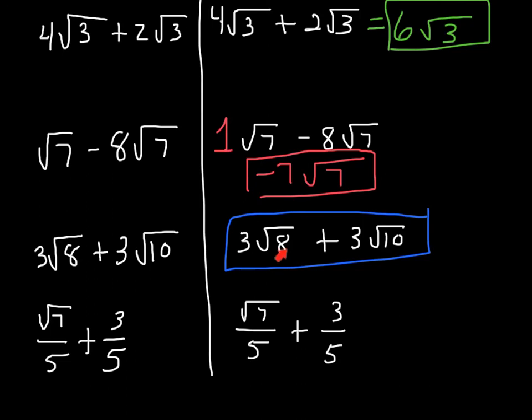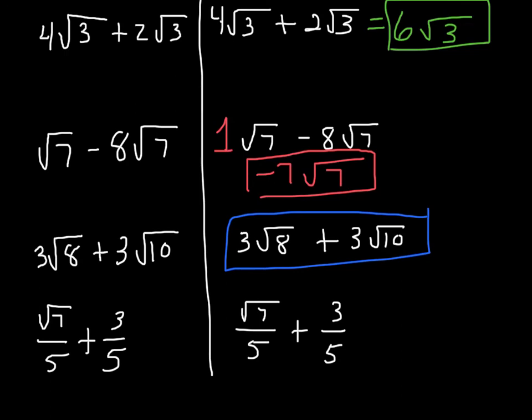Here, I have the square root of 8 and the square root of 10. Those are not the same square roots. Therefore, that's my answer right there. There's nothing else I can do. I'm done right there. So I can't add anything together. Don't write 6 or anything like that.